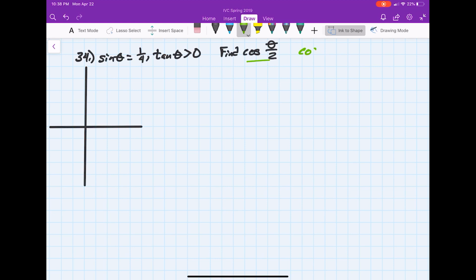So 34, kind of a similar issue we've got going on here, except now we're doing cosine, the half angle cosine identity. So that's plus or minus the square root of 1 plus cosine theta over 2. That's the difference between the half angle identity for sine and the half angle identity for cosine. You just change the minus to a plus for the cosine one. Now we are at a positive 1/4 and tangent theta is greater than 0. So we know we are going to be in Q1 again.